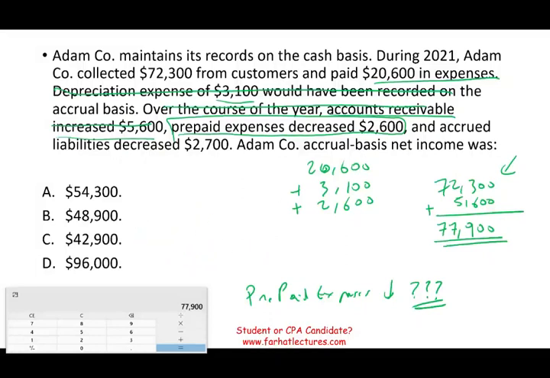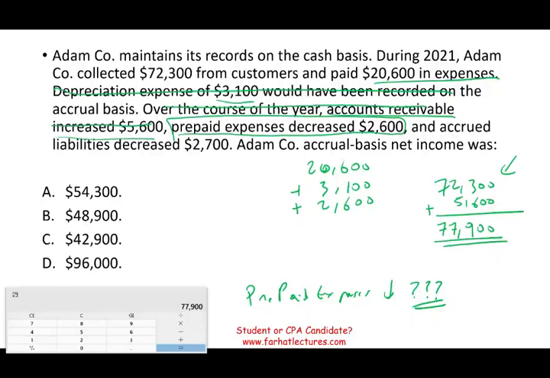And by the way, if your supplies went down as well, it means your supplies expense went up. That will be in addition to the accrual, just FYI. So you need to know, just in case you are given another current asset.